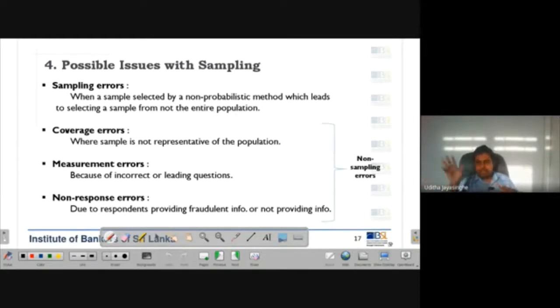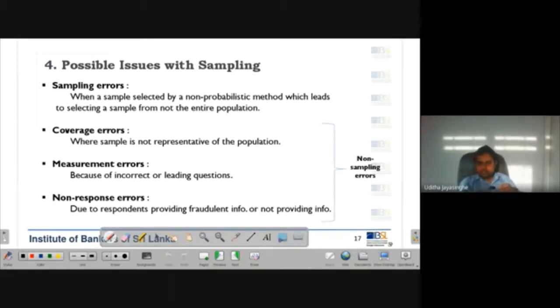The other type is non-sampling errors. That means, okay, fine. Now, assume that you haven't practiced any non-probabilistic method where you're not giving a chance to everyone. Now, assume that problem is taken away. But still, these couple of errors, once again, these are not the only issues. There are many other issues under many other names, but these are a few casual examples for us to discuss.